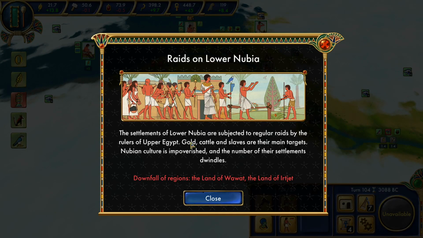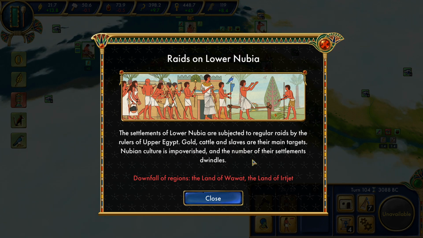And raids on Lower Nubia. Regularly being raided by the rulers of Upper Egypt, i.e. not us. Taking away gold, cattle, and slaves. And Nubian culture now on the decline due to that aggression.